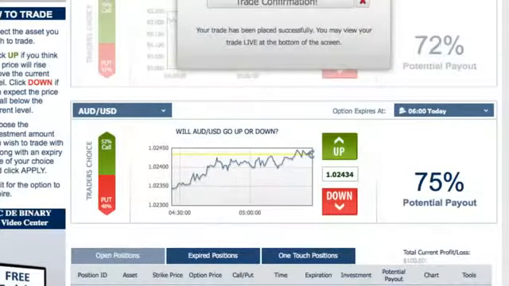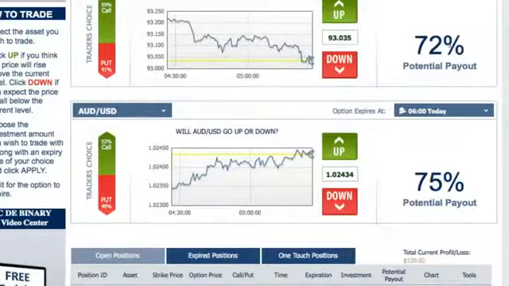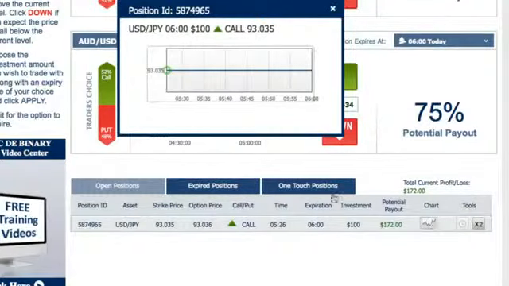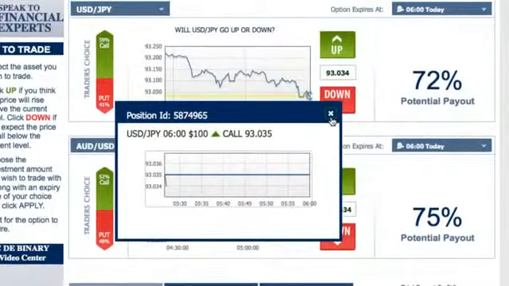That auto approves after 3 seconds. And you'll see down here that the position is now open, and we can follow the position up until the 6 o'clock expiry time. But we'll close that now as we'll look at some other charts.